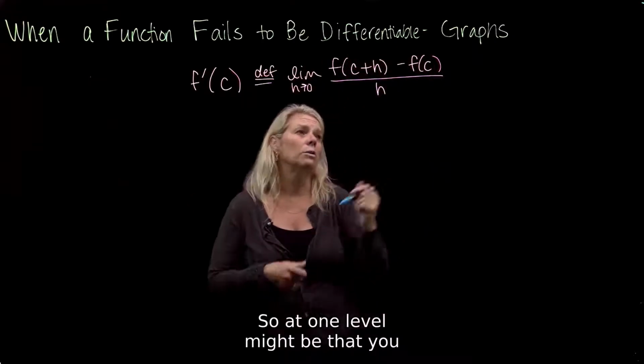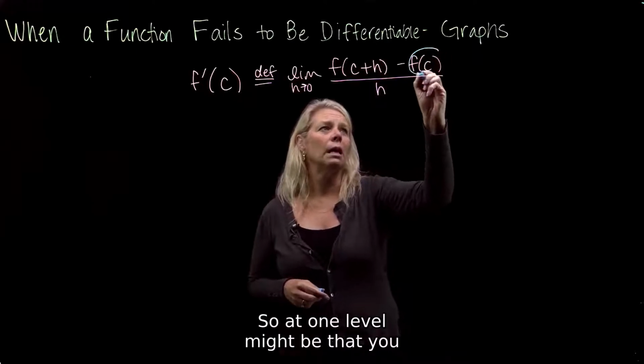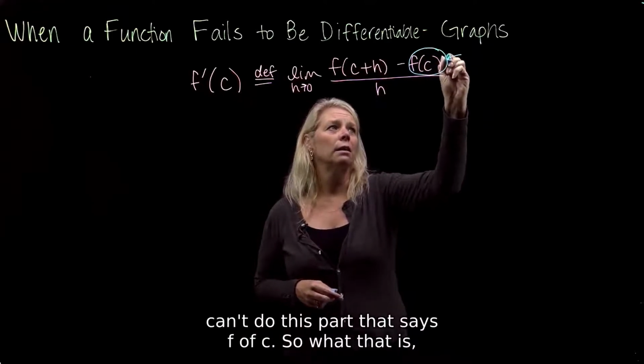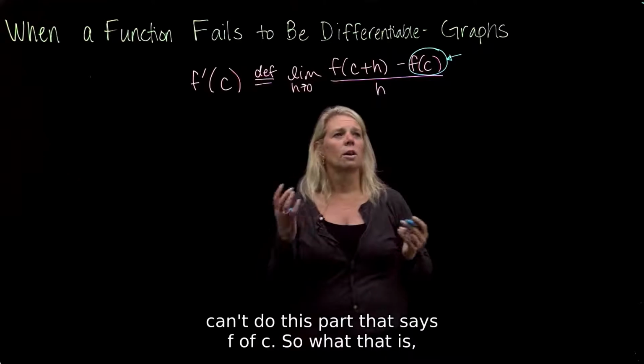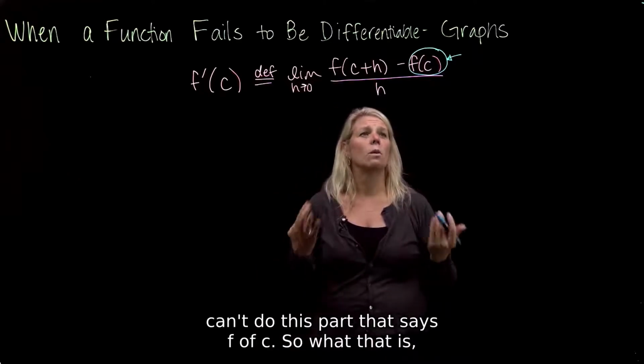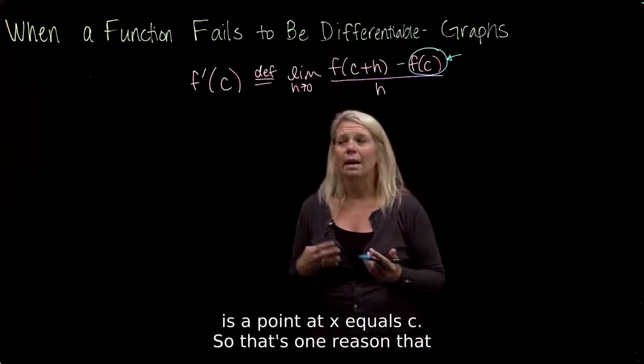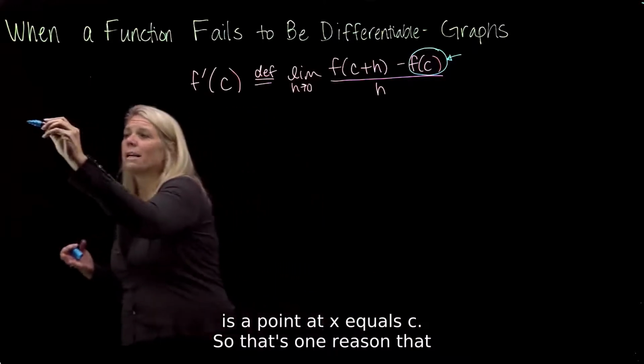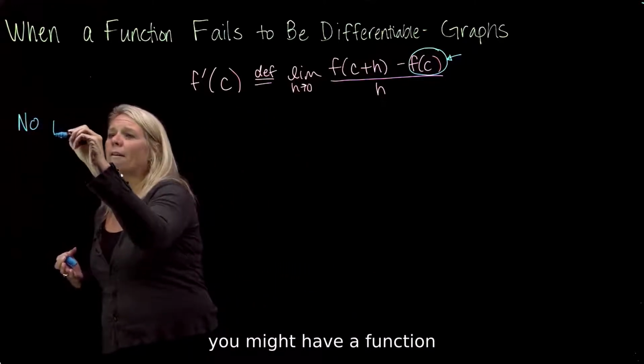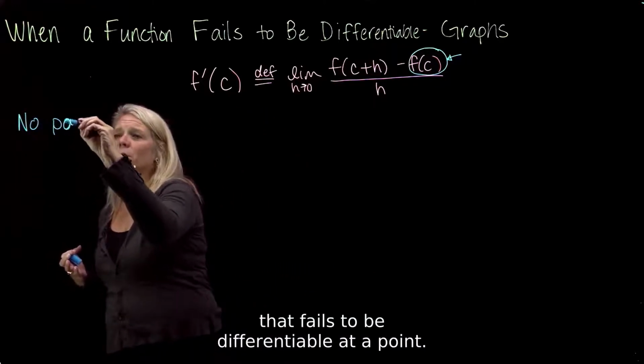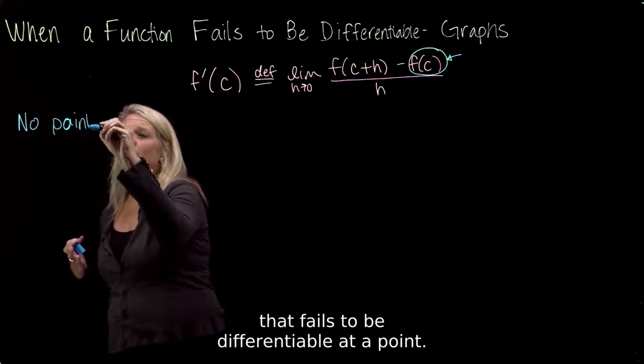So at one level, it might be that you can't do this part. That says f of c, which is a point at x equals c. So that's one reason that you might have a function that fails to be differentiable at a point.